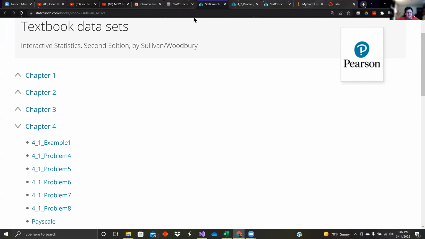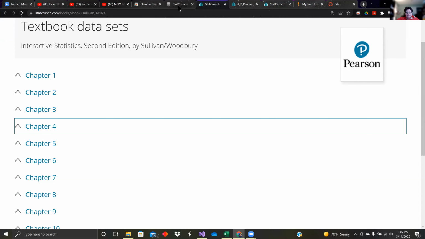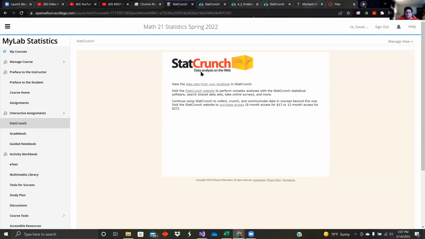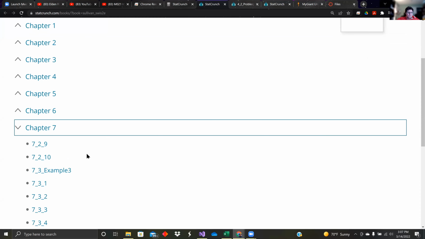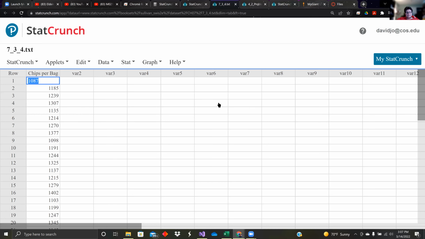Okay. I'm going to come back over here. If you click on view the data sets from your textbook, that's what I'm doing. I'm looking for chapter 7, and I want to use 7.3, number 4. This is on chocolate chips in a bag. Chocolate chips per bag.